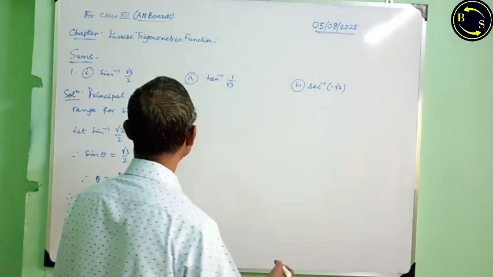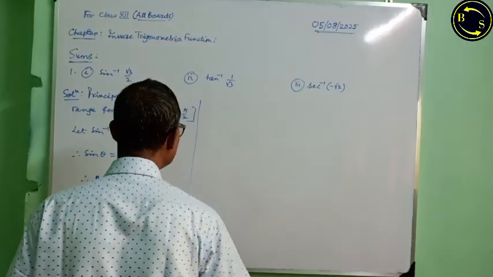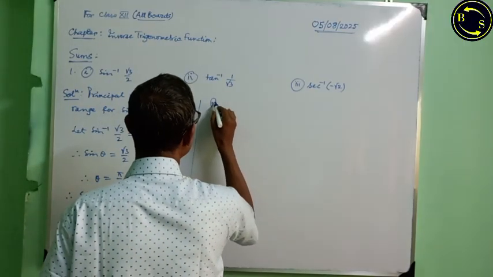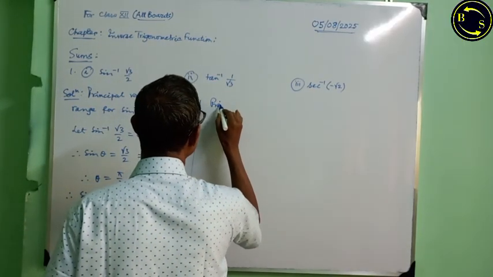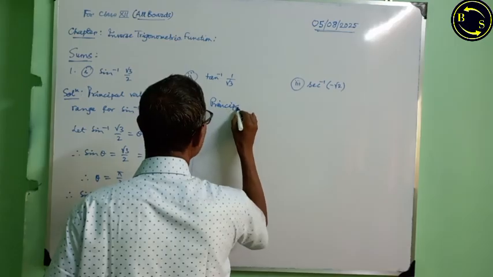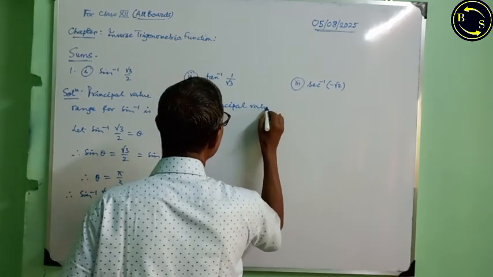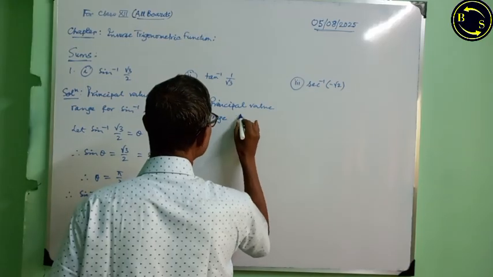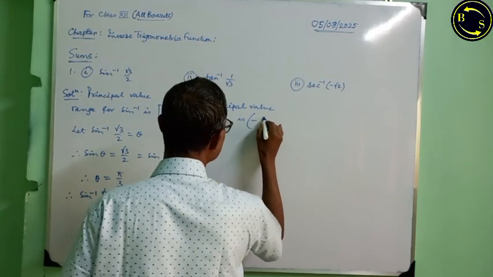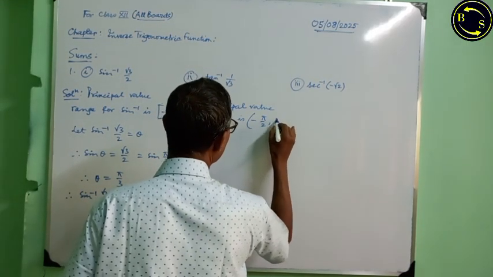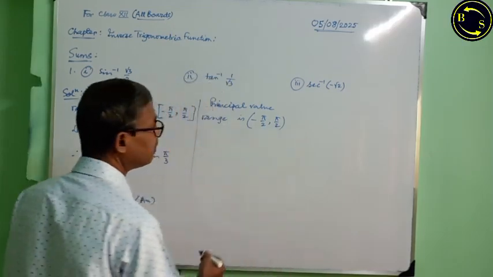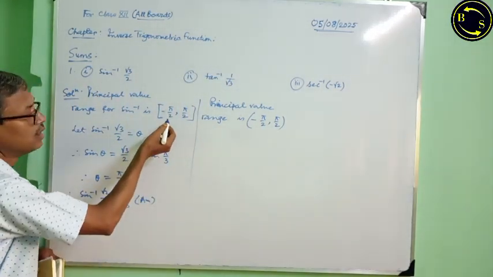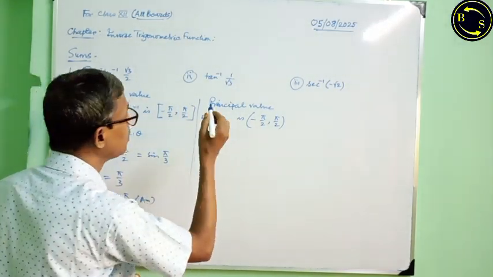Now for tan inverse, principal value range is minus pi by 2, pi by 2, open interval. In this case, closed interval, in this case, open interval.